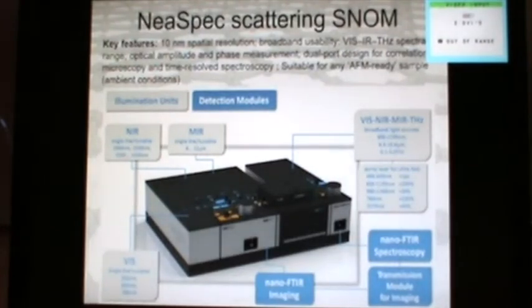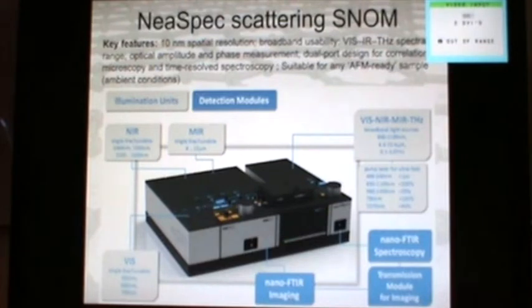Now, in order to observe the surface plasmons in two-dimensional graphene, which have very short wavelengths, we must have better spatial resolution. So we have to use this new tool, that's the scattering-type SNOM. This SNOM has many key features. It has very good resolution, especially 10 nanometers. And it has broadband usability. You can use lasers from visible and infrared to terahertz spectral range. So you can basically use a broadband laser.